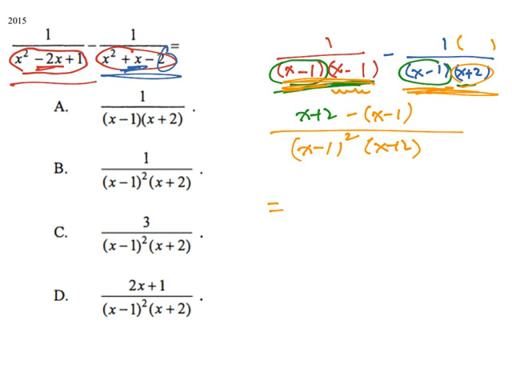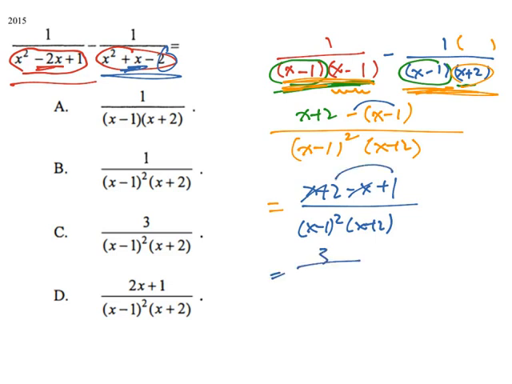And then for numerator we simplify, so x plus 2 minus x plus 1, rainbow. And then denominator no change. And then x minus x, so 0. Then 2 plus 1, so become 3. So the answer is equal to C.